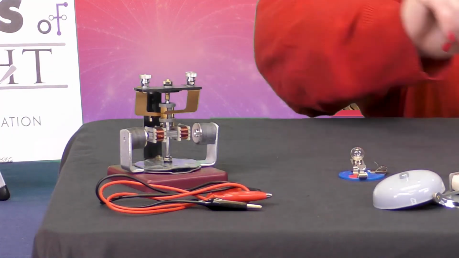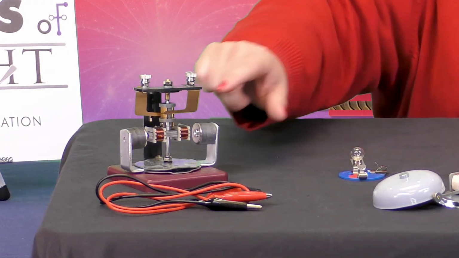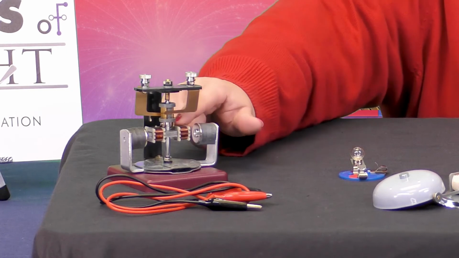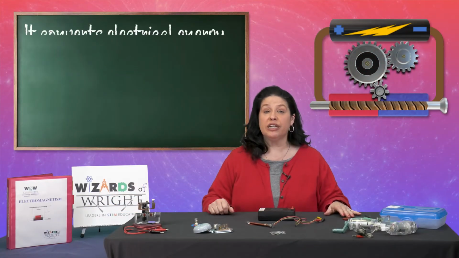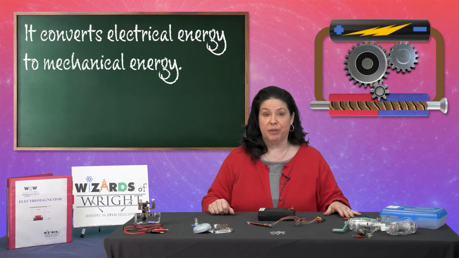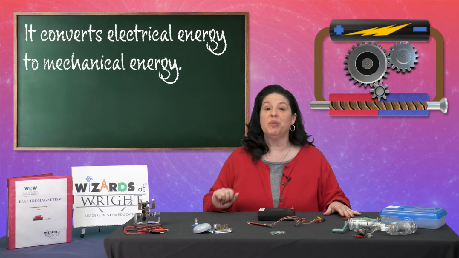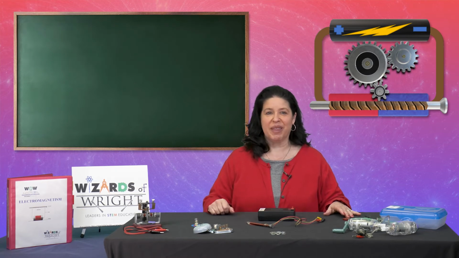We're going to use a St. Louis motor, which is also called an induction motor. It uses the moving magnets and coiled wire to create an electrical current. It converts electrical energy to mechanical energy, energy from the battery to the motor. A St. Louis motor can also work in reverse.